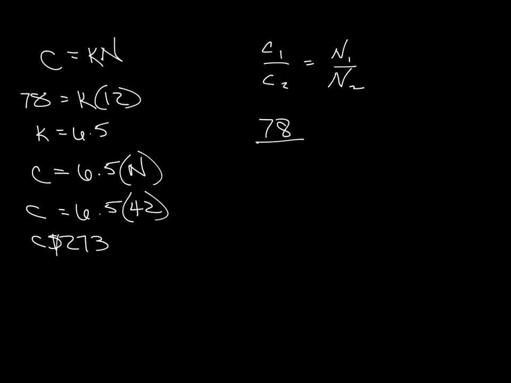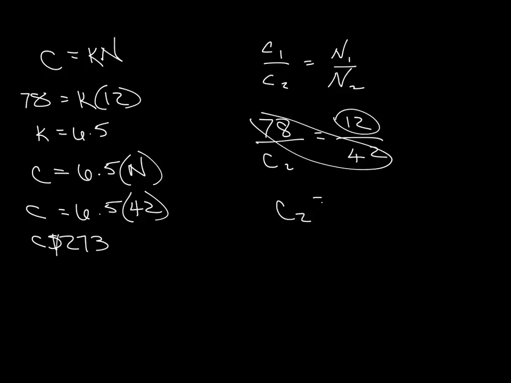And I'm looking for C2. And what's the number that relates to the $78? The number that relates to that is 12. And my N2 would be 42. And then I'll just do my cross multiplication. 78 times 42 right here, divide it by 12, and my cost is $273. Okay, so that's direct variation.